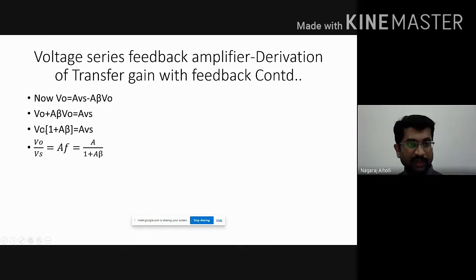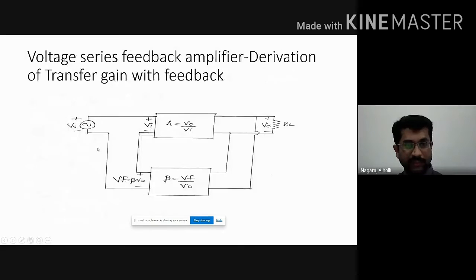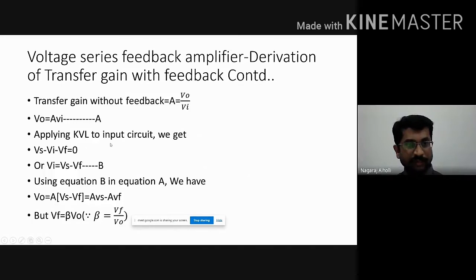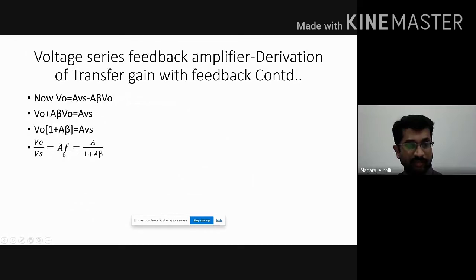Take V0 common. So V0, if we take common, that will be V0 multiplied by 1 plus A beta, that is equal to AVS, right? V0 into 1 plus A beta is equal to AVS, or V0 by Vs. Output is V0, then the input voltage is Vs, that is supply voltage with feedback. V0 by Vs is AVF, right? That is equal to, rearrange the terms, A divided by 1 plus A beta.